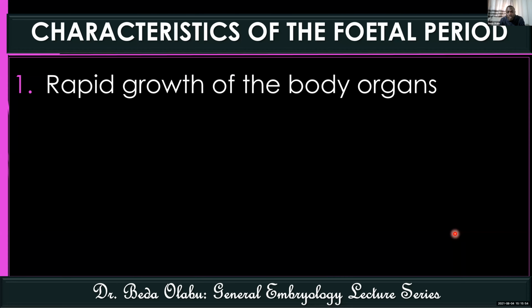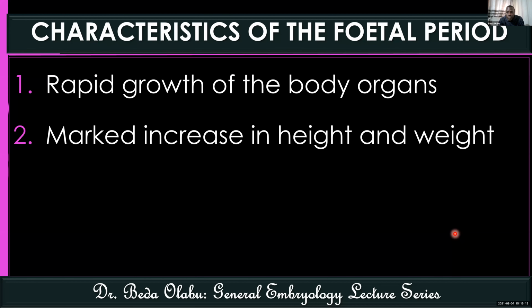It is a period of rapid growth of the body organs. So remember, organogenesis has taken place. Body organs have formed. Now, these body organs grow rapidly during this period. And because of this rapid growth of body organs, there is a marked increase in the height and weight of the baby. So those two go together. Because of the rapid growth of the body organs, the height and weight of the baby increases rapidly or markedly.